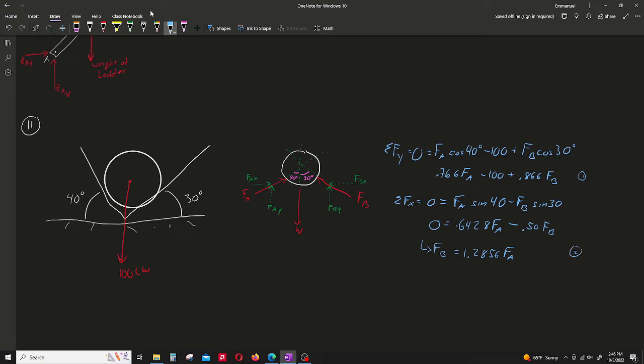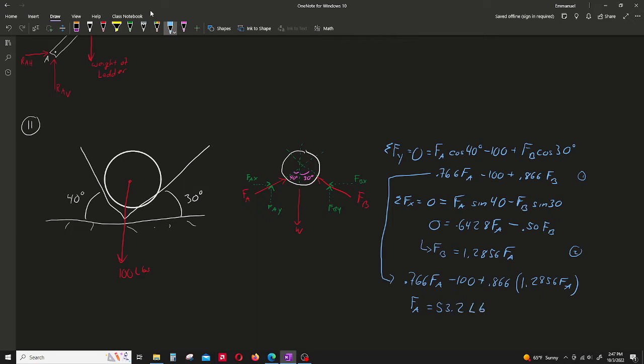And so we can bring this equation down and say 0.766 FA minus 100 plus 0.866 times FB. Now remember, FB we just solved for, so we can say FB is equal to 1.2856 FA. And so now what we have is FA only in this equation, so it'll be real easy to pull FA out and solve for FA. When we do that, we get FA equals 53.2 pounds.